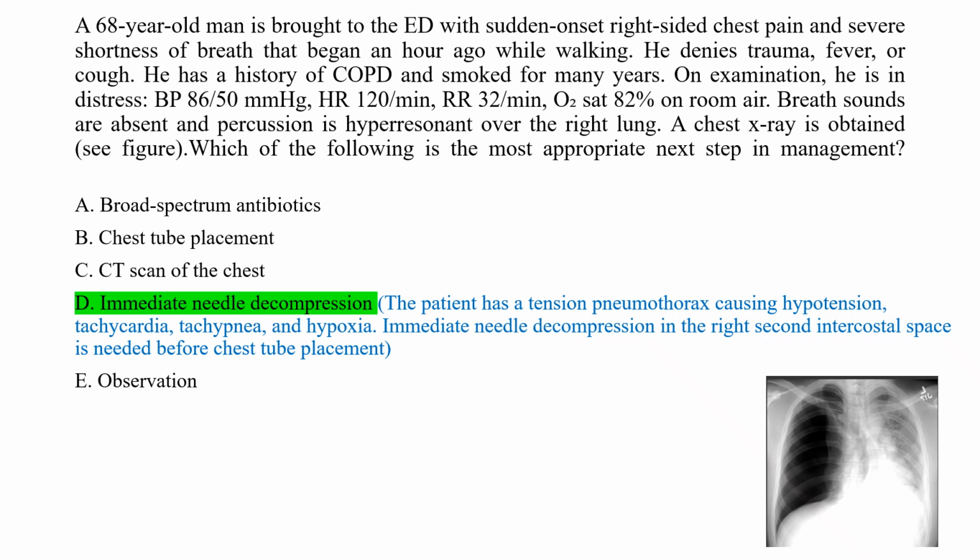Immediate needle decompression, and that is because this patient has a tension pneumothorax and is rapidly decompensating with hypotension, tachycardia, tachypnea, and hypoxia. Immediate needle decompression is required to relieve the pressure and stabilize this patient. This should be performed promptly in the right second intercostal space before placing a chest tube for definitive management.